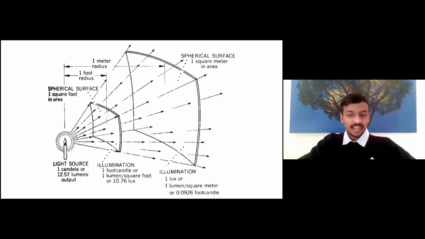Now, it's hard to imagine that there are similar kind of frames. So imagine there are many frames along all the directions of the candle. So one candela is almost 12.57 lumens of light being emitted equally from a source.